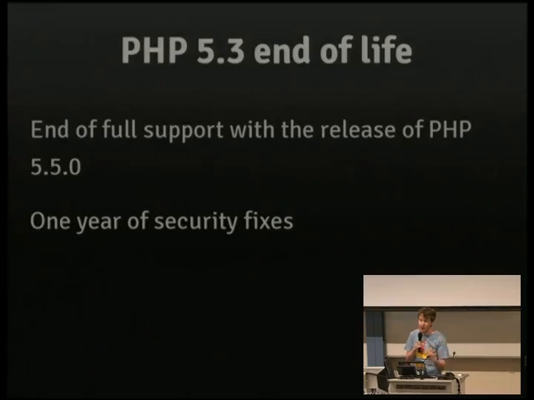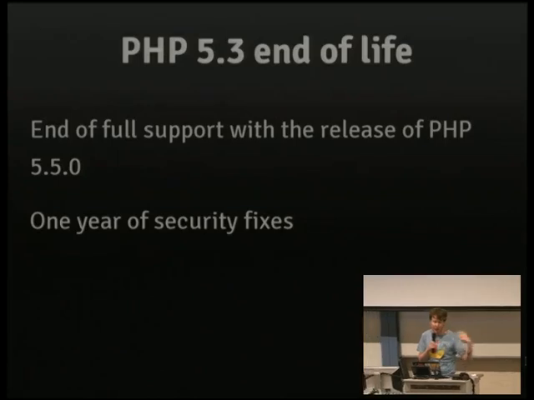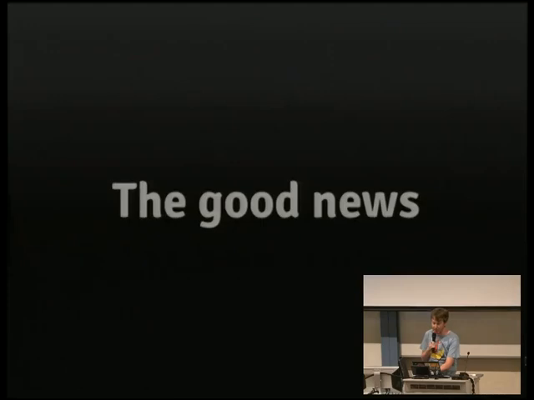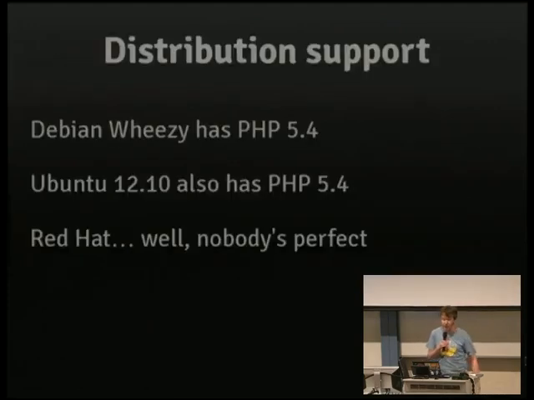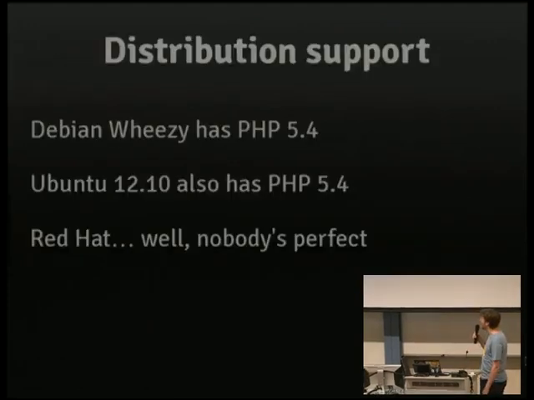Now, of course, many of you are running distributions that have PHP 5.3 packages. I'm sure, as per usual, the maintainers will backport fixes as and when required. The good news is, though, that the distros are actually moving quite a bit quicker than they used to. So Debian Wheezy has 5.4. It actually has quite a recent version of 5.4. Ubuntu 12.10, about the same.